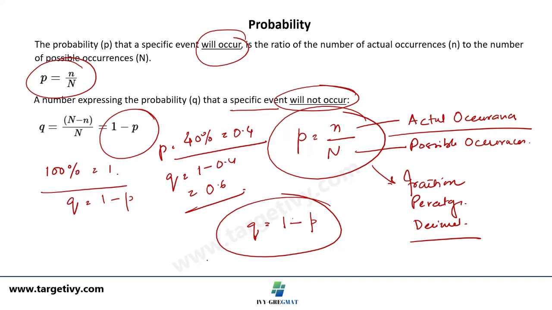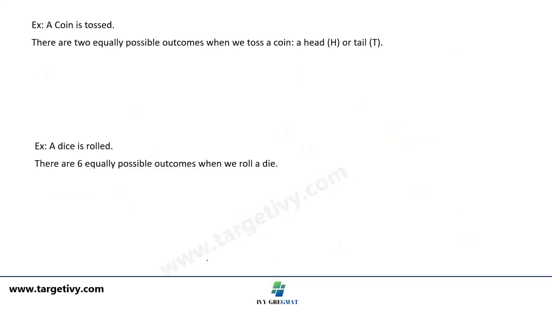So having said that, let's go to the next part and understand the basics of probability. What if a coin is tossed? There are two equally possible outcomes when we toss a coin. It can be a head, it can be a tail. So the two equally possible outcomes are a head or a tail, designated by H or T.